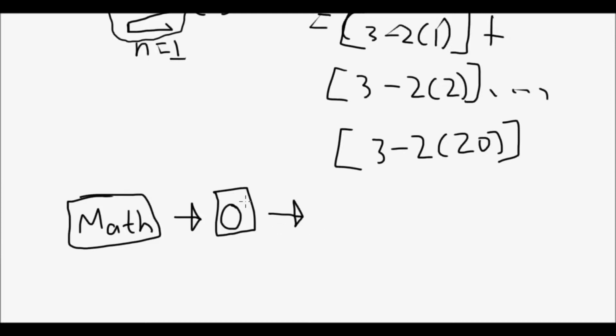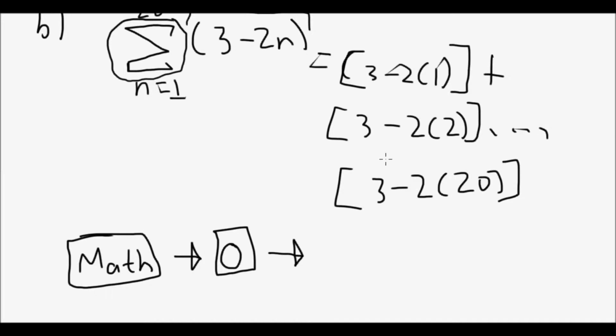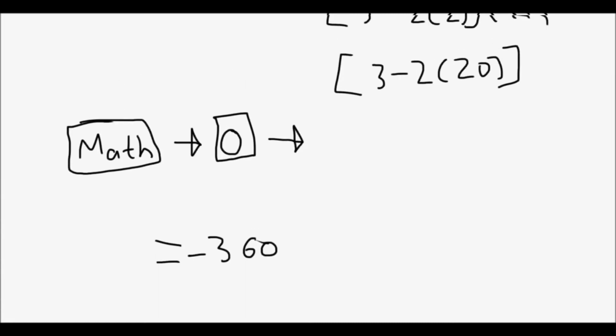Now don't get confused here. We are simply saying that x is equal to n because on the graphing calculator we cannot input the variable n. We will just input x. And when we get the sum of this on your graphing calculator, you should get an answer of negative 360. So that is the answer for this question.